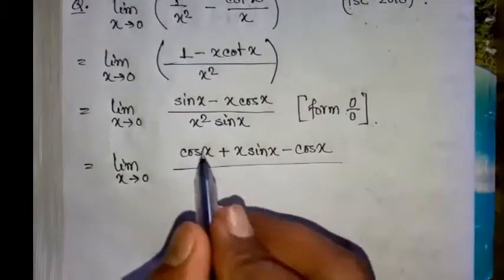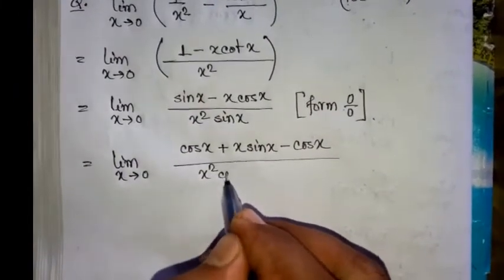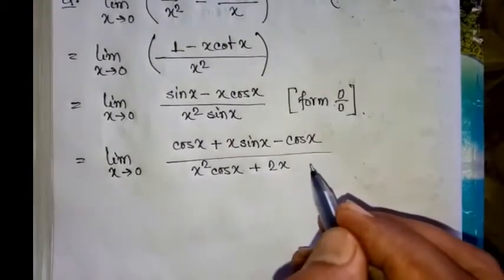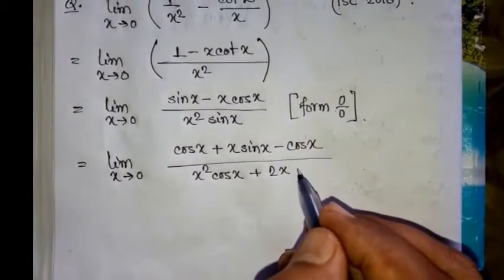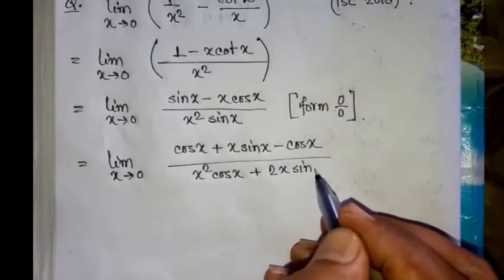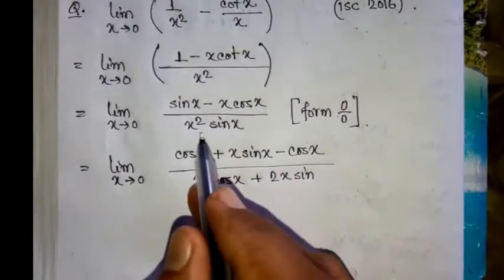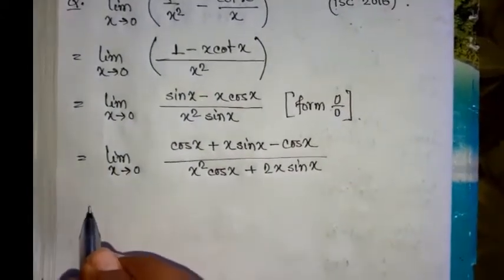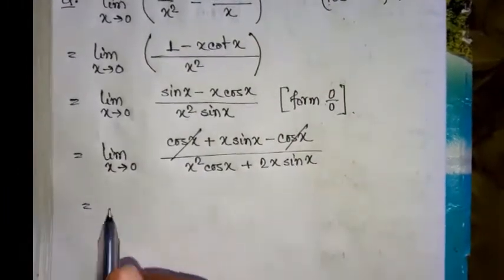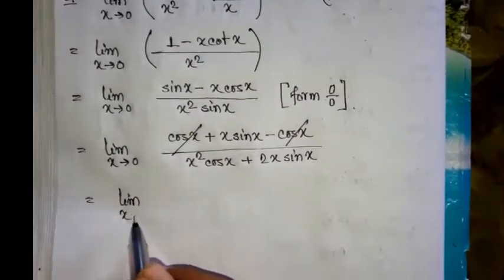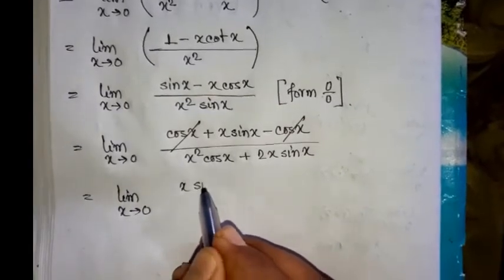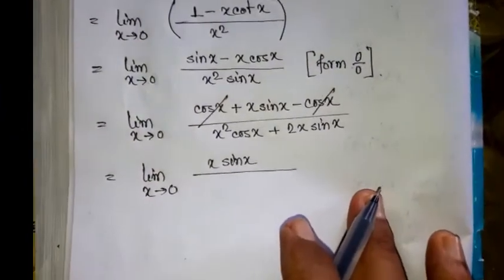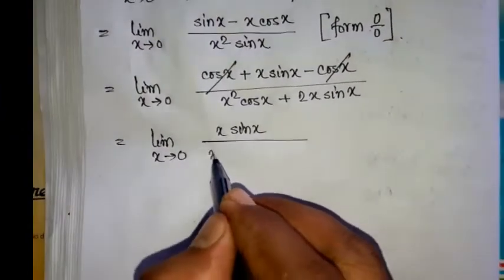by, in denominator x square fixed, derivative of sin x is cos x, plus sin x fixed, derivative of x square is 2x, so 2x sin x. Very good. So in numerator finally we will get cos x cancel out, so limit x tends to 0, x sin x by x square sin x.